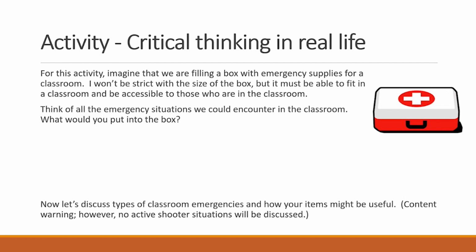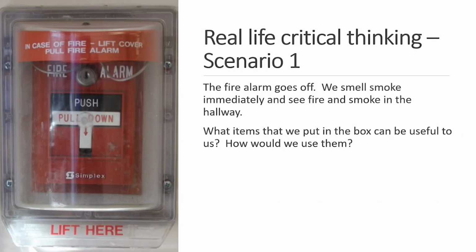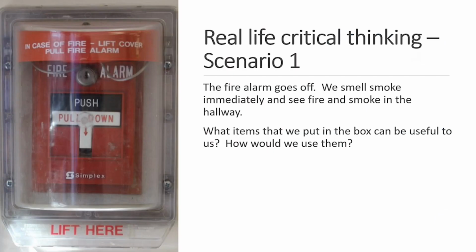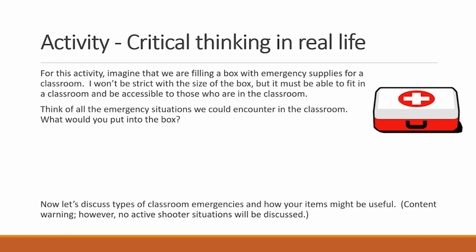Okay, anything else? All right, let's move on to scenario 2. In the middle of class, and I've had this kind of thing happen before, a student begins to feel sick and she suddenly collapses at her desk. Another student thinks she said she was diabetic, and this appears to be confirmed. We notice she has a glucometer. So what do we do? How can we use that? Which of what we put in the box would be useful here?